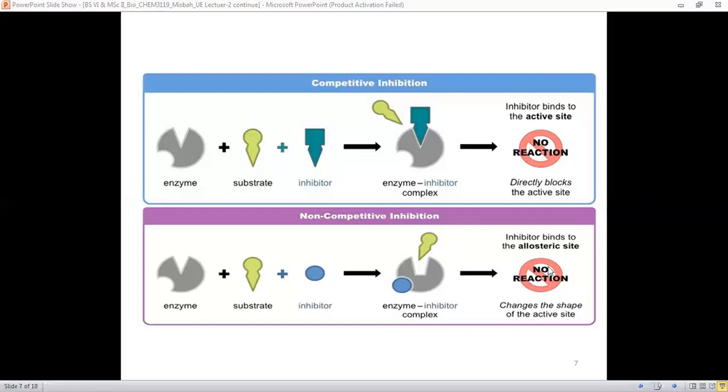Therefore, in this way, there is also no reaction, because the shape of the active site of the enzyme has changed. It means that inhibitors which compete for the active site, or which don't compete for the active site of the enzyme, are both very dangerous for enzyme activity.